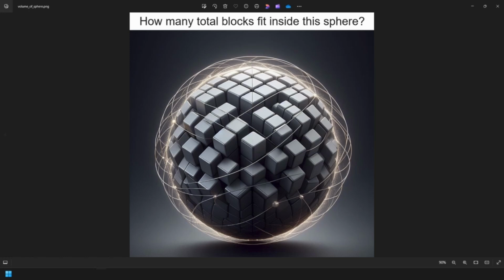First thing to know is that the radius, which is the distance from the outside to the center, is 5 blocks. Therefore, from one end of the sphere to the opposite end is 10 blocks. This is known as the diameter.